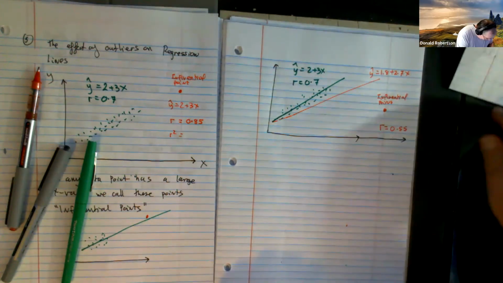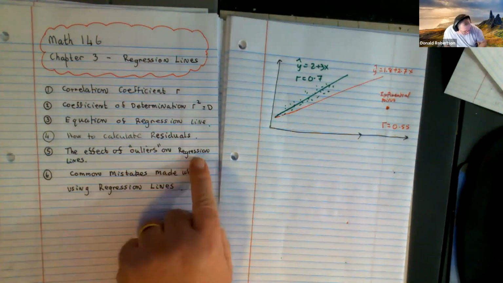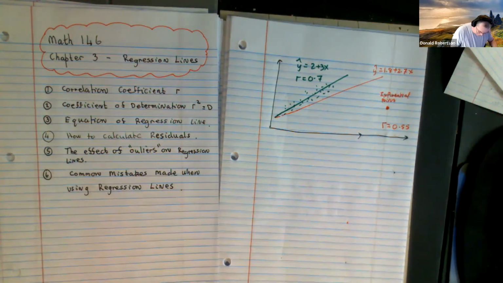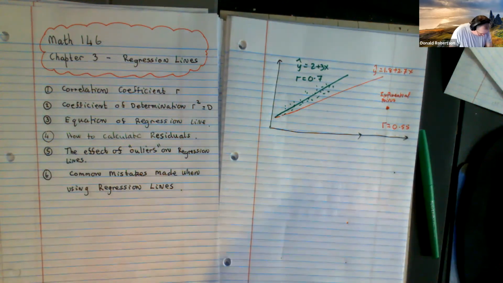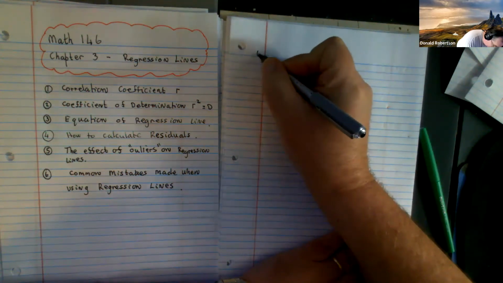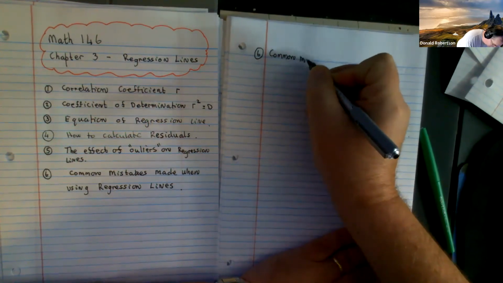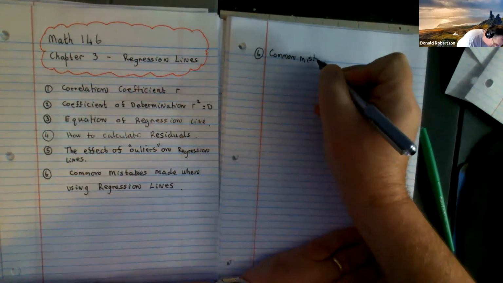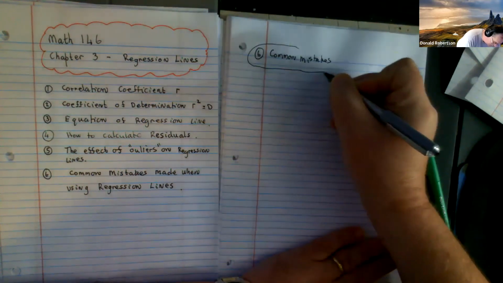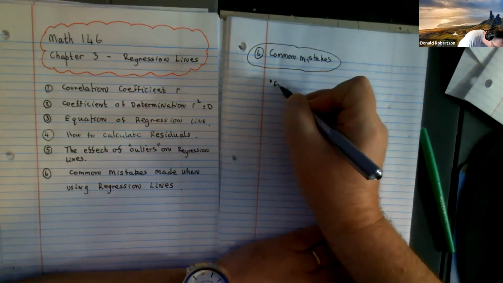Here's my little list. So we've talked about the effect of outliers on regression lines. Let's look at some of the common mistakes then that we have made. Well, let's look at one that's called extrapolation. We've talked about this before.